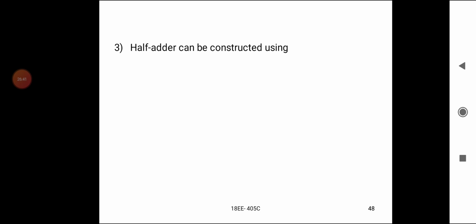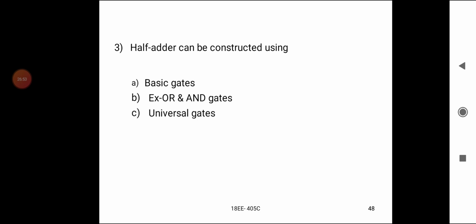Half adder can be constructed using: A, basic gates; B, exclusive OR gate and AND gates; C, universal gates; D, all of the above. Answer is all of the above. Half adder can be constructed using either basic gates, exclusive OR and AND gates, or universal gates, and so all of the above is the correct answer.